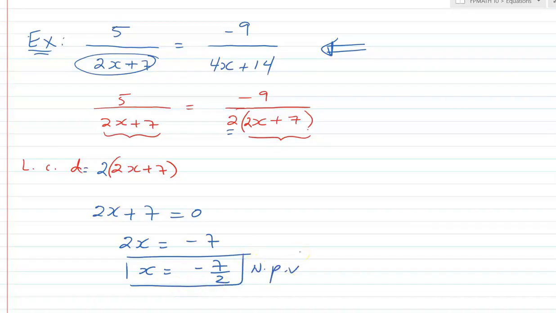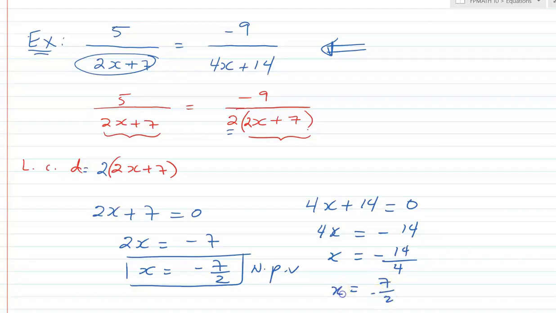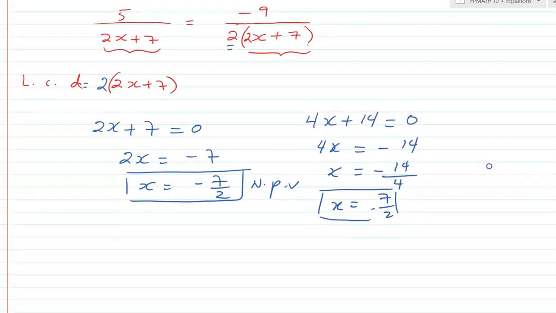And the next one is the same thing with the other one, 4x plus 14. The second denominator, set that equal to 0. 4x equals minus 14, and x equals minus 14 over 4, which will be 7 over 2 again. And in this case, it turns out that both non-permissible values are actually the same.